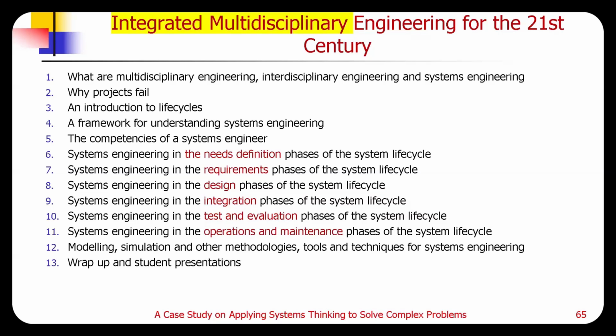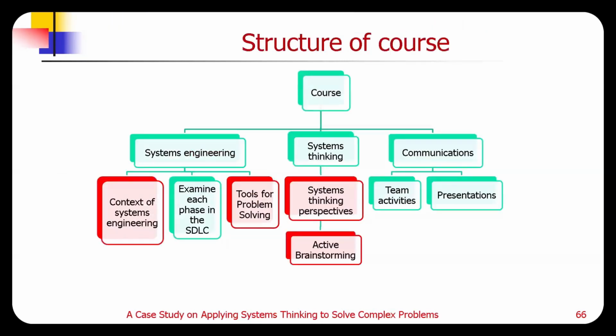Systems thinking was taught in one of the earlier modules. So the structure of the course covered systems engineering, systems thinking, and communications. There was the context of systems engineering, what they did in each phase of the system life cycle, and some of the tools they used for solving systems engineering problems. Then there was systems thinking and the systems thinking perspectives as it was then. It became holistic thinking perspectives later, and active brainstorming. And then there were the communications. There were the team activities and the presentations and the need to communicate with the instructor.